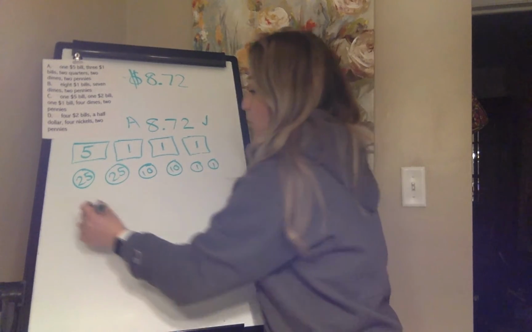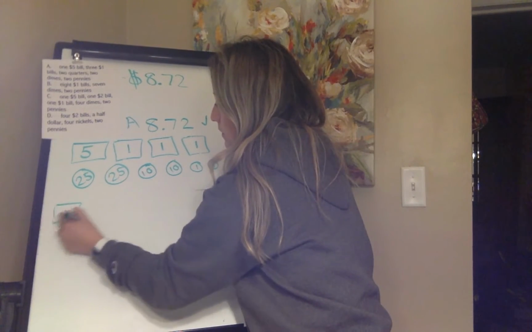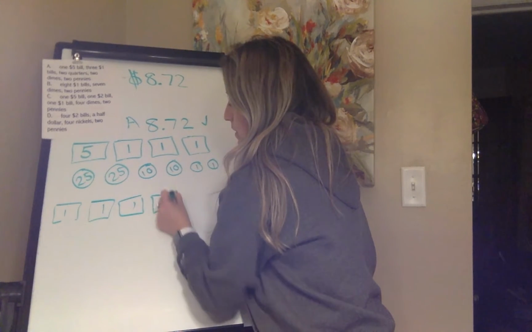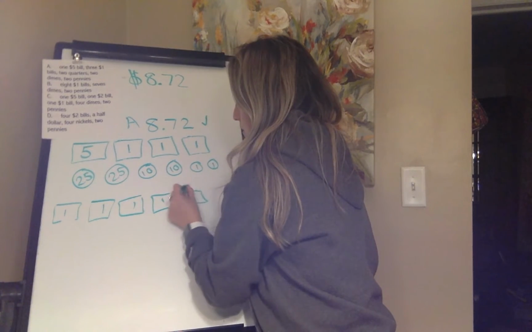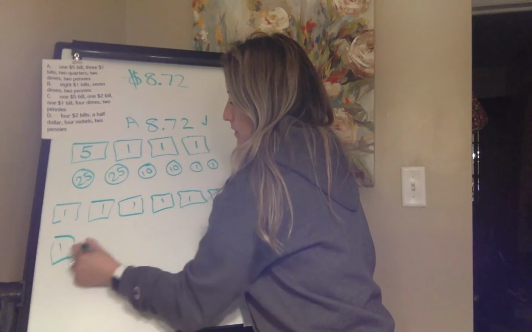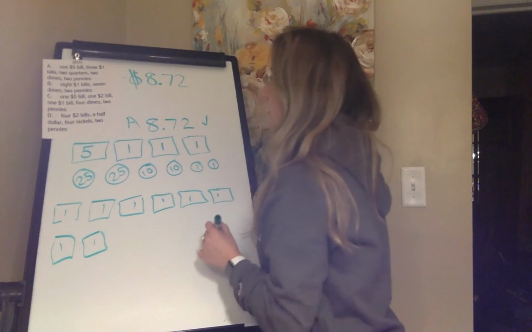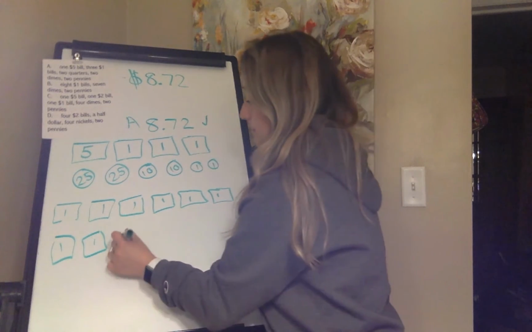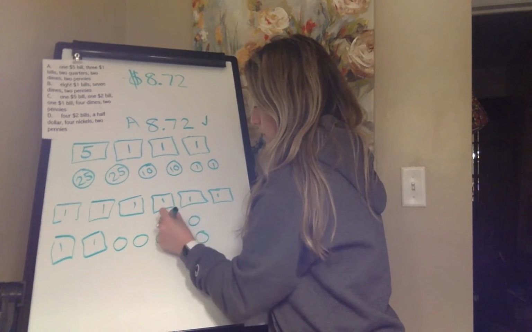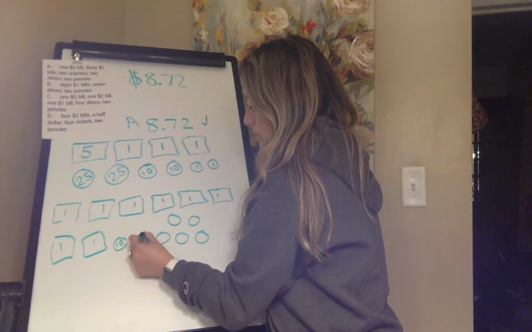It says 8 $1 bills. So 1, 2, 3, 4, 5, 6, 7, 8. 7 dimes. 1, 2, 3, 4, 5, 6, 7. Those are all worth 10.